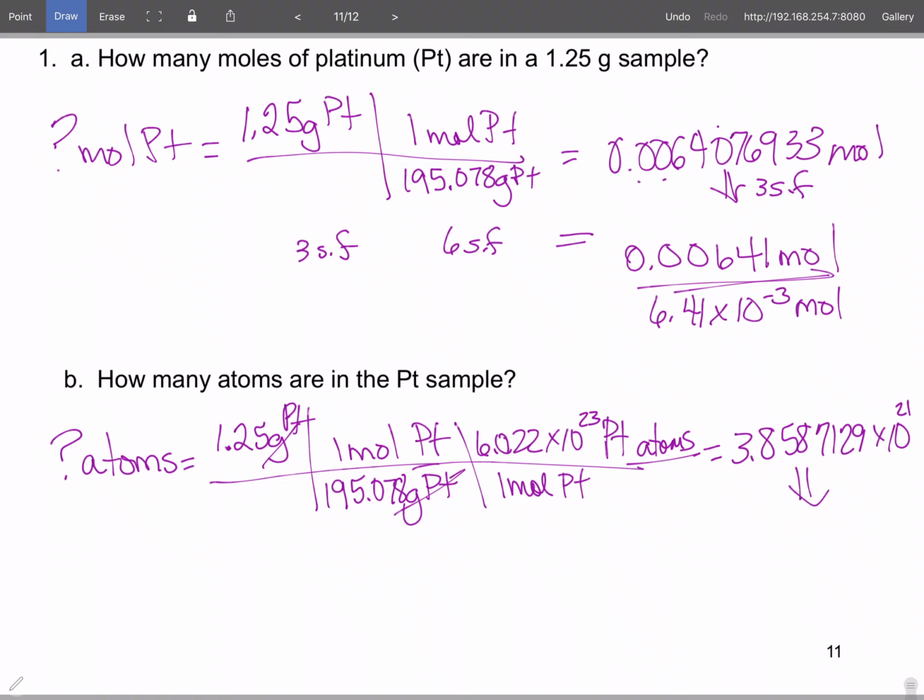So if we look at it, we have 3 significant figures. We're back to 6 significant figures. Avogadro's number is 4 significant figures, so we're going to report it as 3 significant figures. So it's 3.86 times 10 to the 21. Now, you don't have to use scientific notation here, but I don't want to count that many zeros. Okay, so this is my final answer.